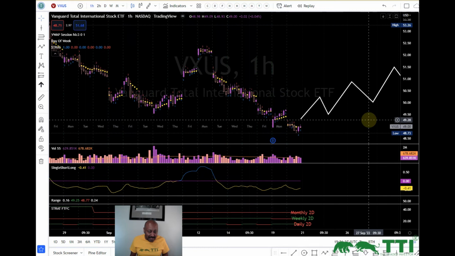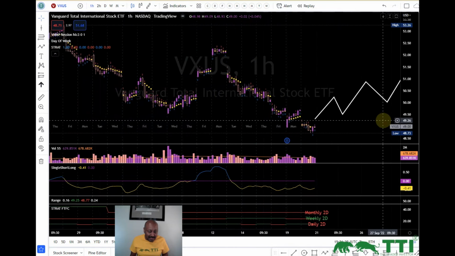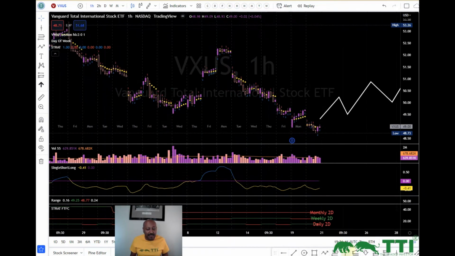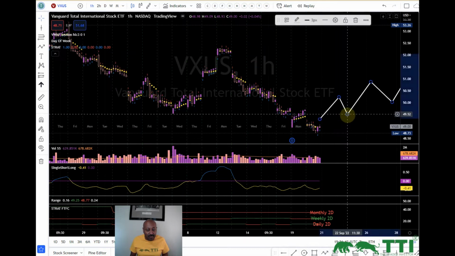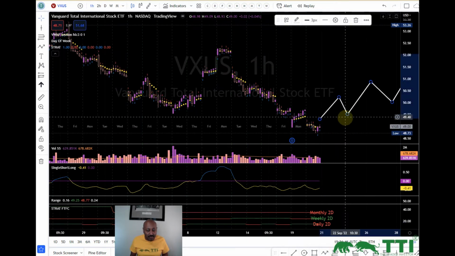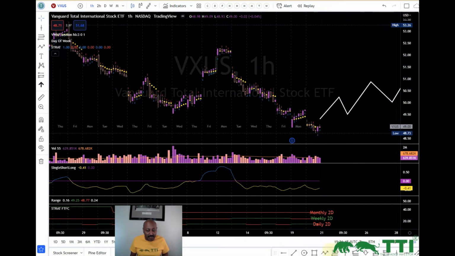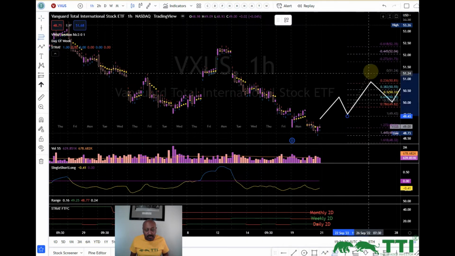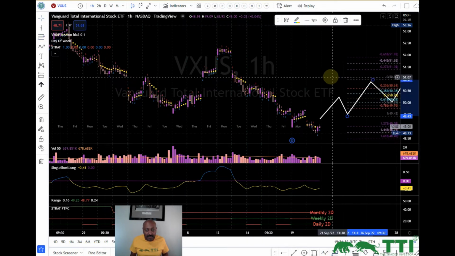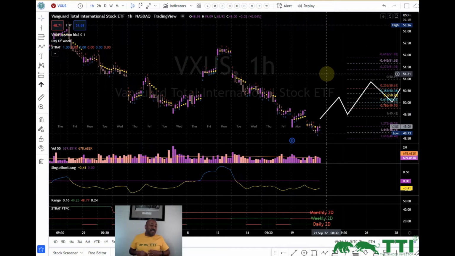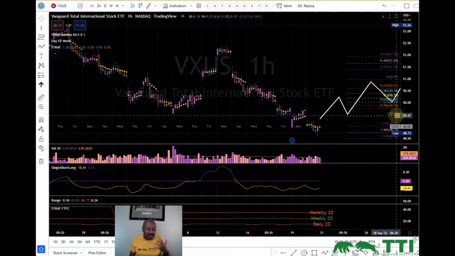Before the move is made, when it's like this, you say, okay, I have 2 points to draw from. Where would I be interested to take a trade if this pullback holds? That's what you're doing with the Fibonacci retracement.